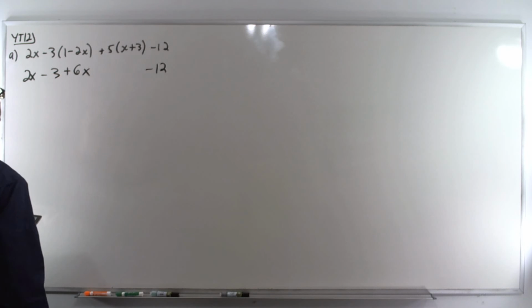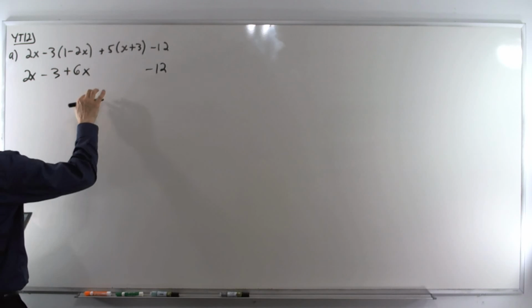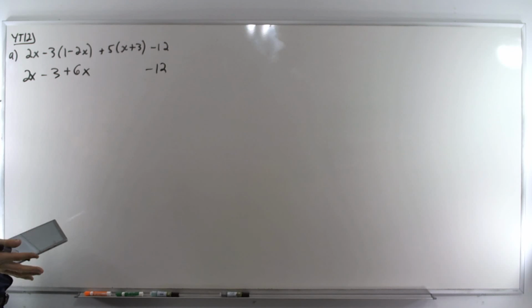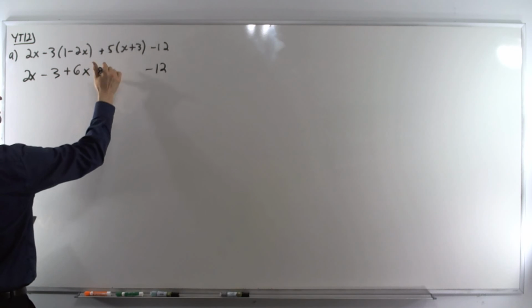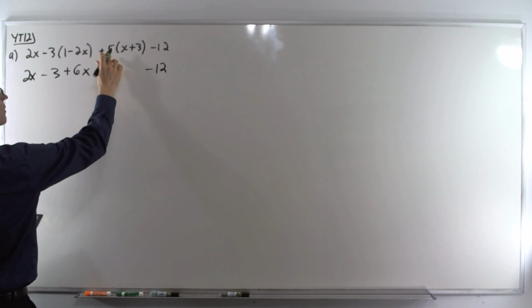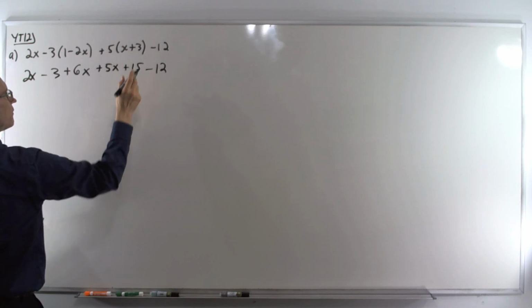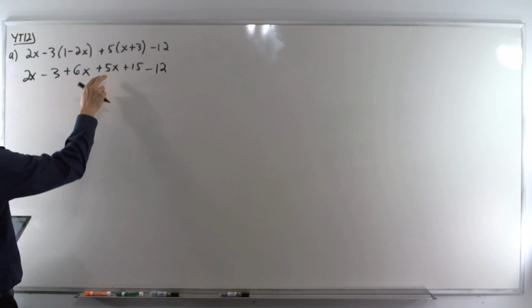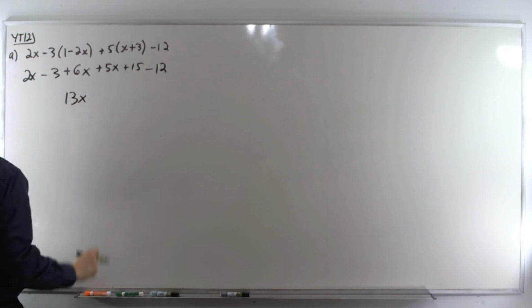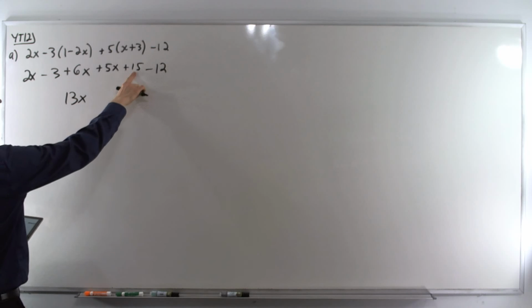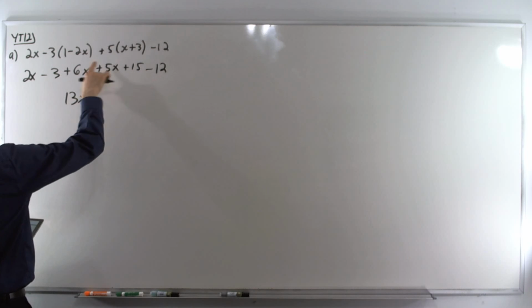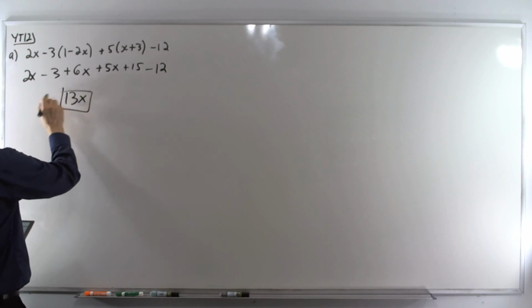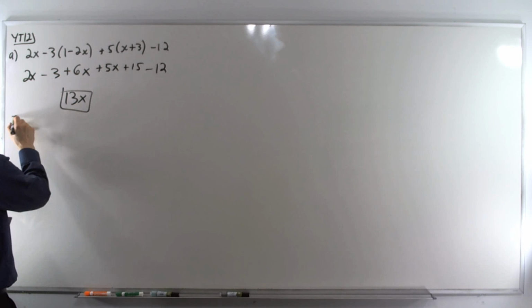All right, make sure you're watching those signs real carefully. That's where I see most of the mistakes occur with signs. 5 times x, and then 5 times 3 is 15. All right, the x terms, 2, 6, and 5, that is 13. And then we've got 15, minus 12 is 3, minus 3 is 0. So there's no constants left, just 13x for that one.